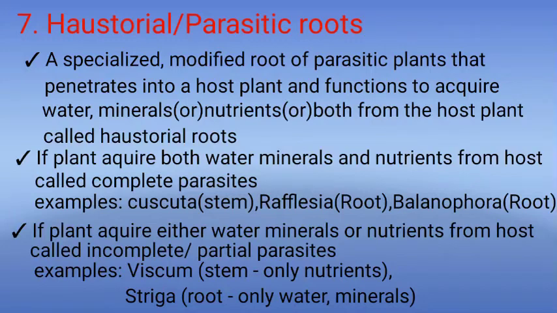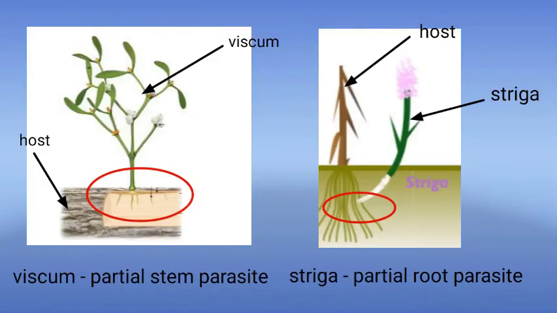Let's see the diagrammatic representation of haustorial roots. First diagram, Viscum, which is a partial stem parasite. The second diagram is Striga, which is a partial root parasite. They both insert their haustoria or parasitic roots into the stem and roots respectively.